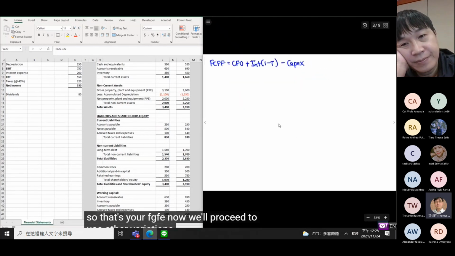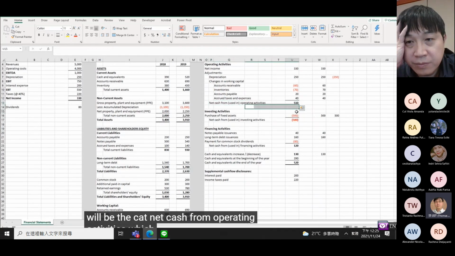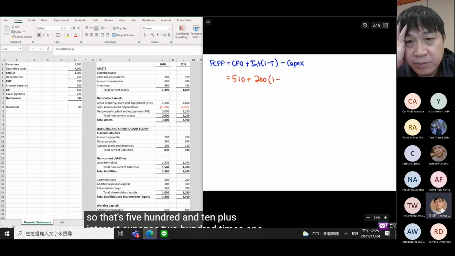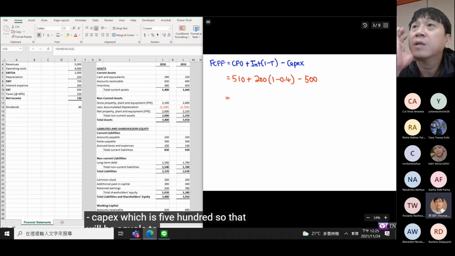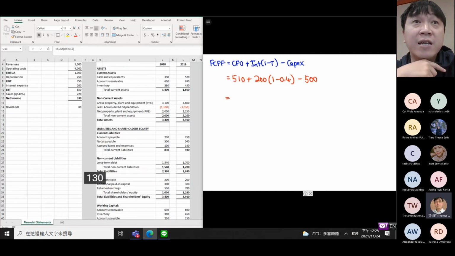Now we'll proceed to use other variations to compute the numbers. FCFF can also be calculated by taking the cash flow from operations plus the after-tax interest minus capex. So what's my CFO in this case? The CFO will be the net cash from operating activities, which is 510. So that's 510 plus interest expense 200 times 1 minus 40%, minus capex, which is 500. That will be equal to $130 million.